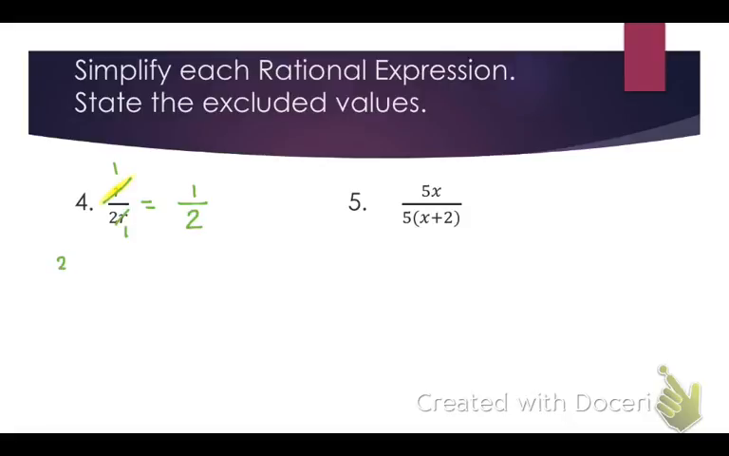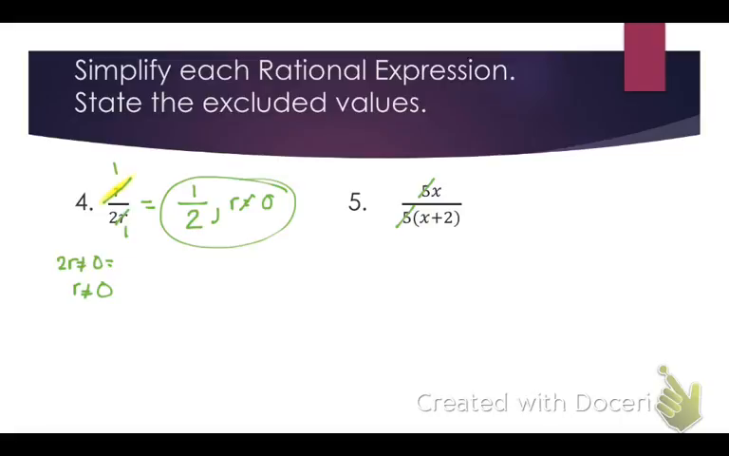So if I take the bottom, I say 2r can be equal to 0, and divide both sides by 2, so r cannot be 0. So my answer here is that it simplifies to 1/2, but I have to say as long as r is not equal to 0.